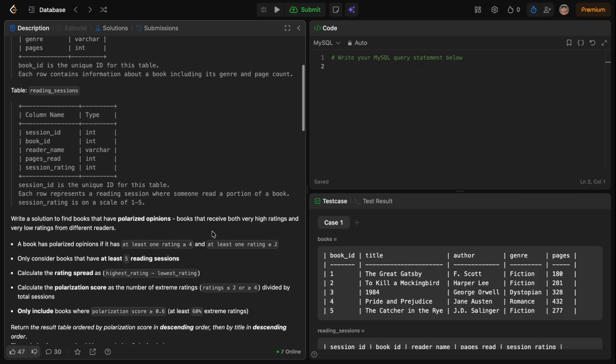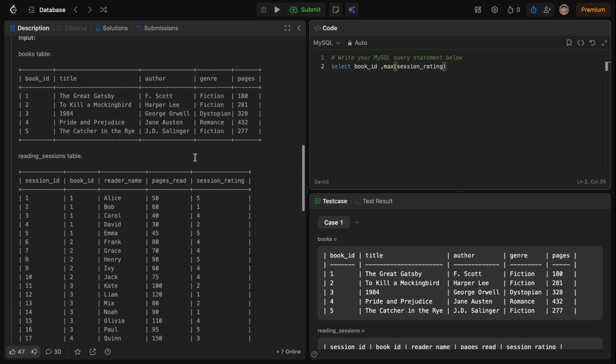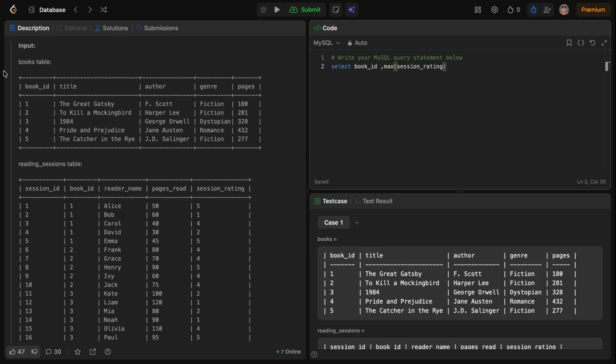Now let's start with the solution. We have to find the book ID, comma, the maximum of session rating as max rating, and the same for the minimum session rating as minimum rating, and we have to count all as total session. We have to join these two tables based on the book ID.